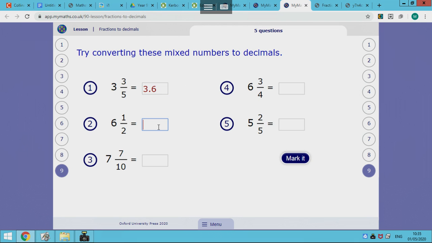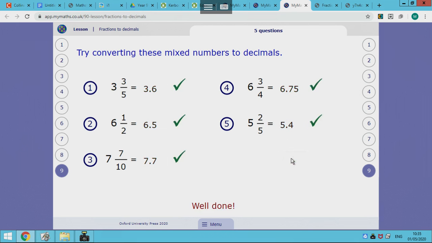Well, we know 6 and a half as well. We know that would be 6.5, don't we? Because we know that a half is 0.5. This one we know 7/10 is 0.7, so that's just going to be 7.7. 6 3/4, well, we know that that's going to be 6.75 because we know what 3/4 is, it's 0.75. And then 5 2/5, looking at what we just wrote down, 2/5 is equal to 0.4, so that's going to be 5.4. Let's have a look. All the suspense. Oh yes, lovely, we've got 5 out of 5.